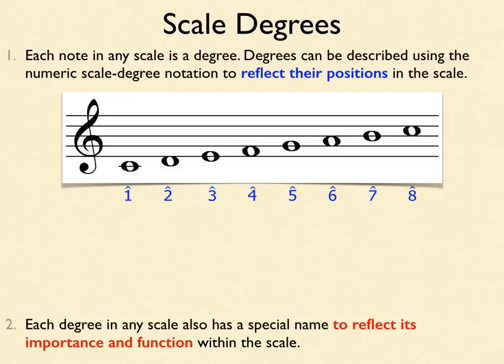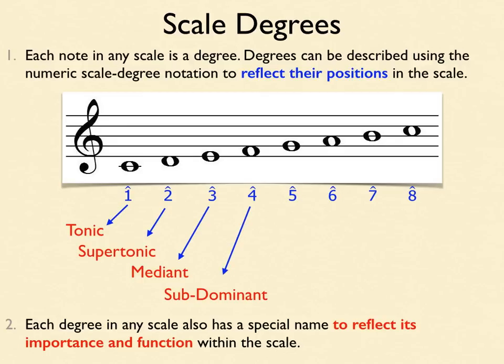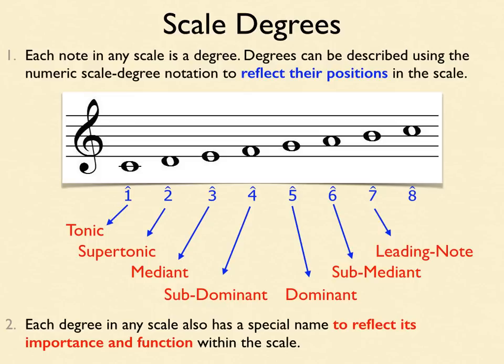And again, each degree in any scale also has a special name to reflect its importance and function within the scale. So this is just the same information that we already looked at in Lesson 1. You should remember that the first degree of the scale is called the tonic, the second degree is the supertonic, the third is the mediant, fourth is the subdominant, the fifth is the dominant, the sixth is the submediant, and the seventh is the leading note. And again, when you go back to the eighth degree or the first degree of the scale, you're back to the tonic. So it's important that you understand this part of Lesson 1 in particular, because we're going to be looking at it now in terms of triads and chords. So you need to be familiar with these terms.